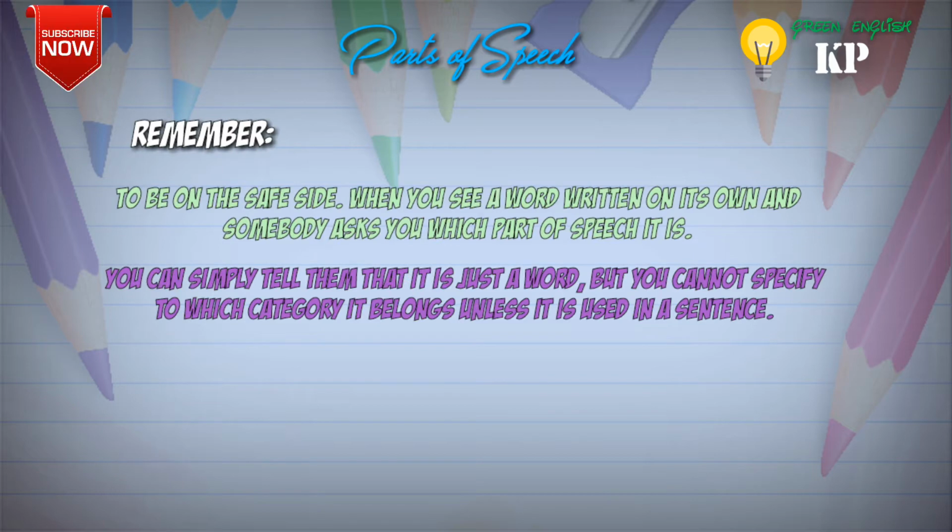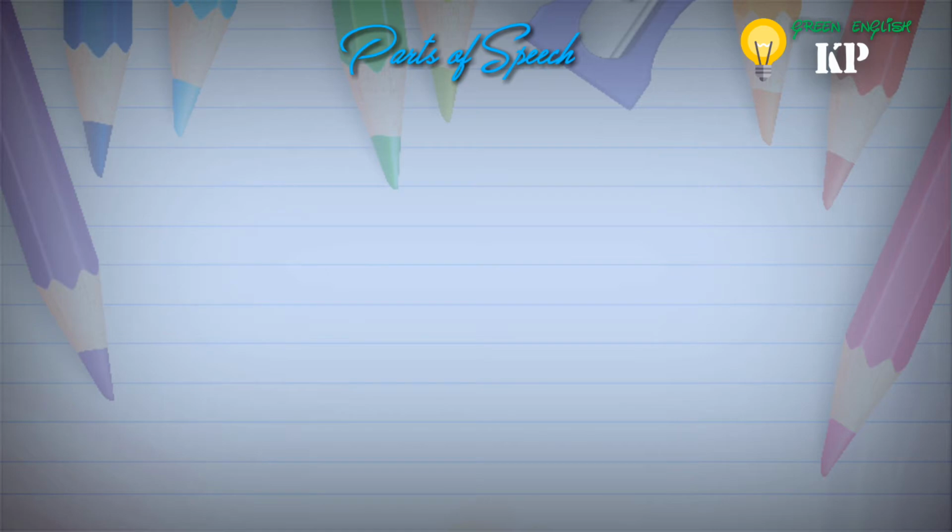Remember, to be on the safe side, when you see a word written on its own and somebody asks you which part of speech it is, you can simply tell them that it's just a word. But you cannot specify to which category it belongs unless it is used in a sentence. Now let's talk about our parts of speech. Parts of speech are 8 in number.